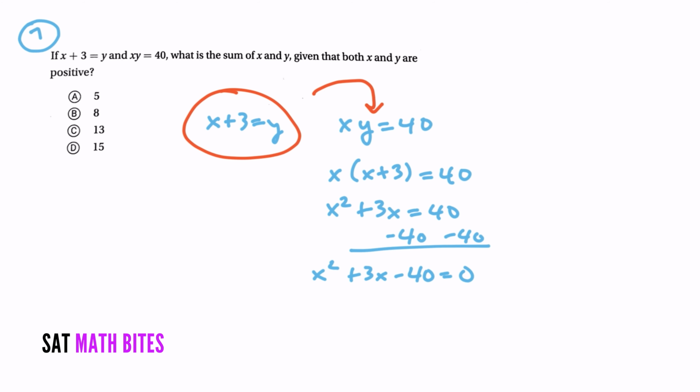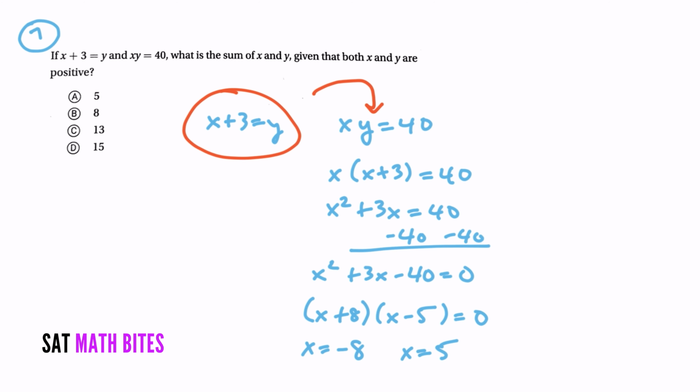So are there two numbers that multiply to negative 40 and add to 3? There are. That would be positive 8 and negative 5, which gives me two values for x. I have x equals negative 8, and then I have x equals 5.